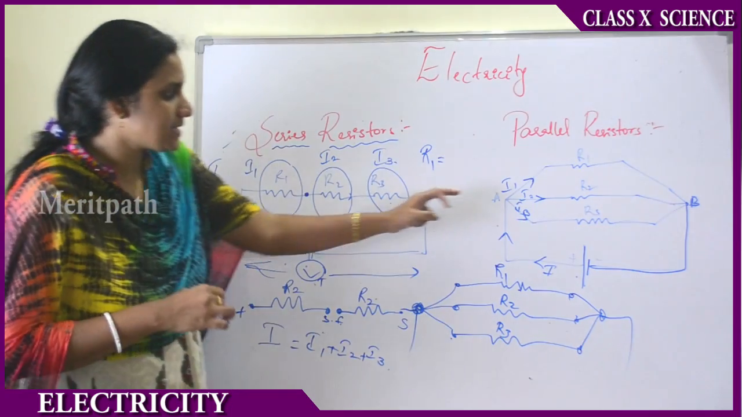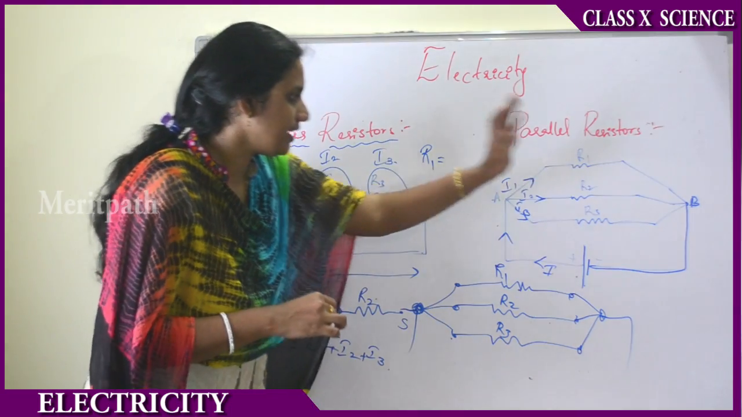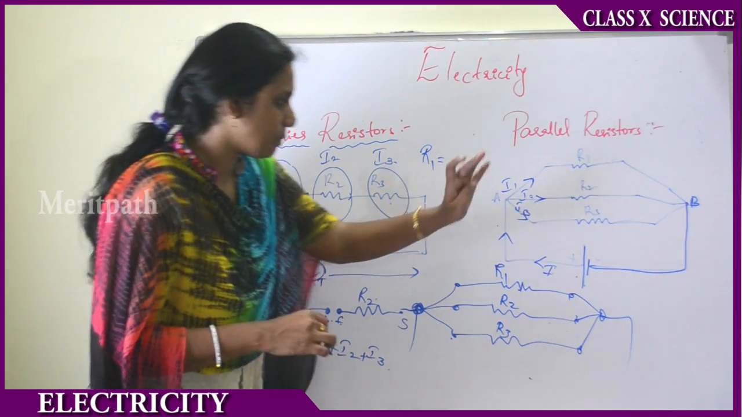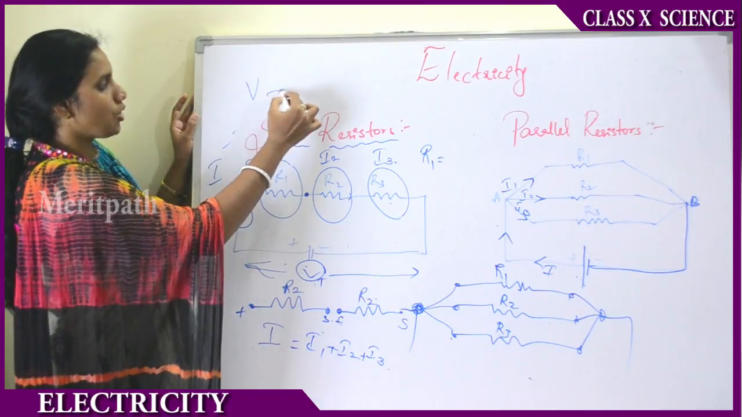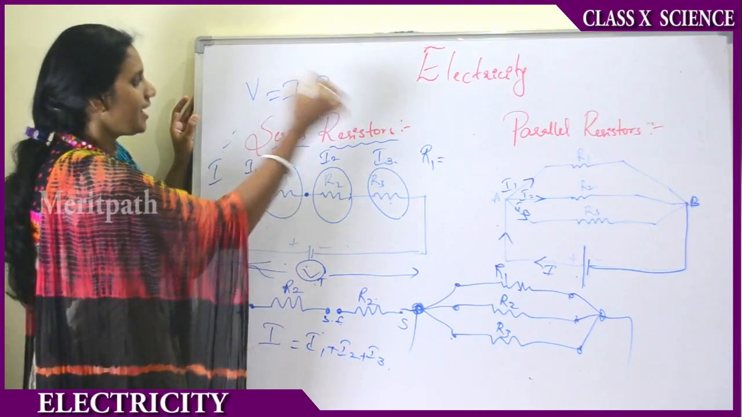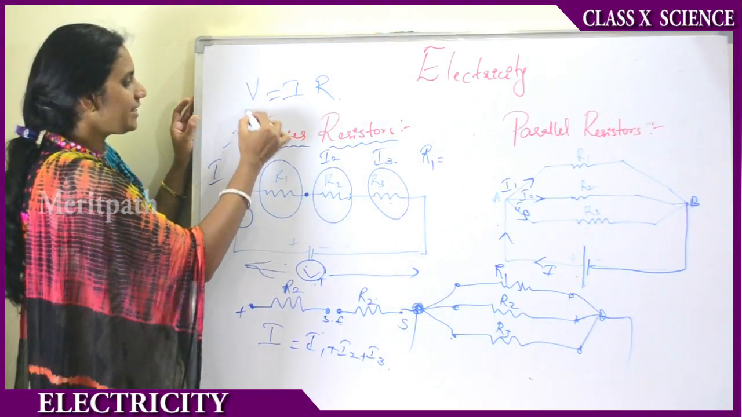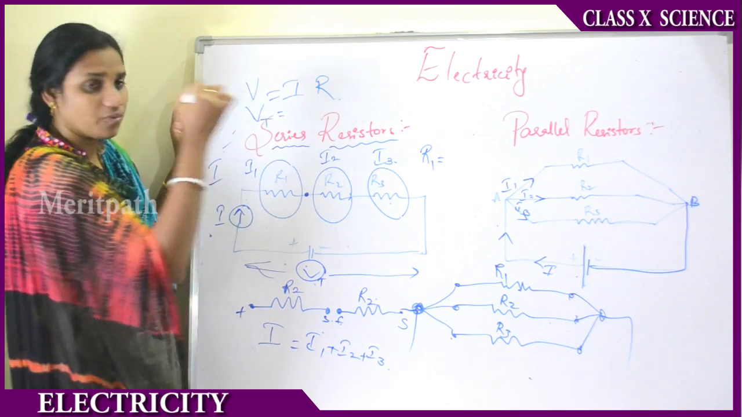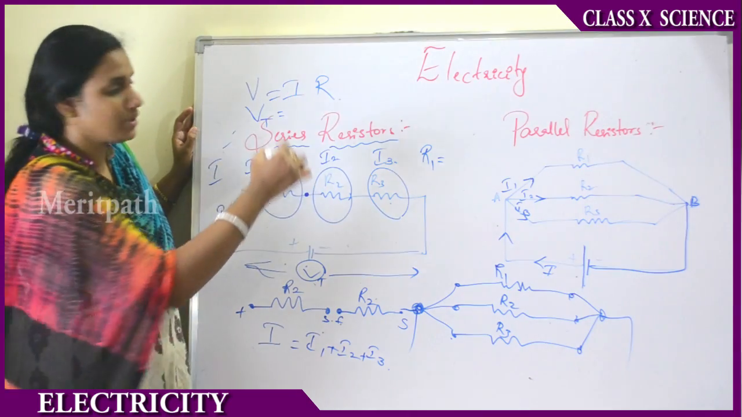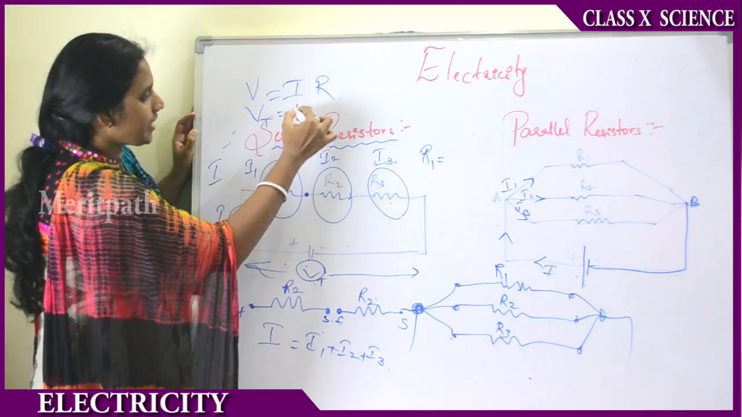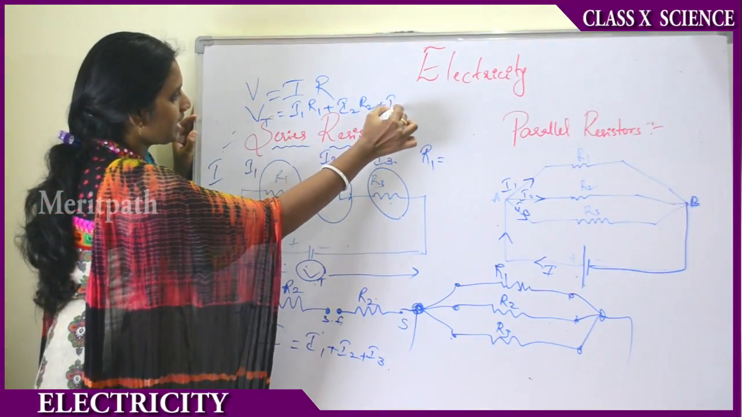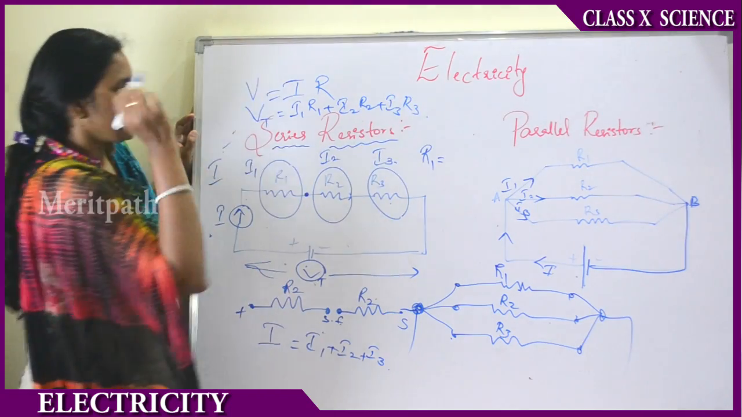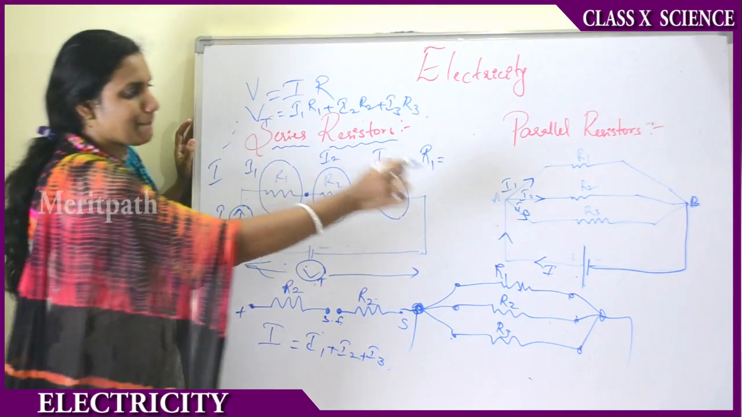Now you will see I1 into R1 plus I2 into R2 plus I3 into R3. We have studied previously Ohm's law, V equals IR. Now in this we will calculate the V total, or voltage of the resistor circuit, equals I1 into R1 plus I2 into R2 plus I3 into R3. Then we will get the total voltage in the circuit.